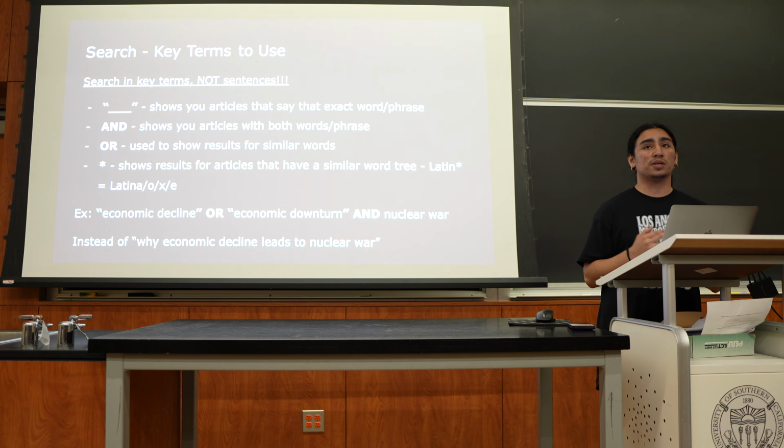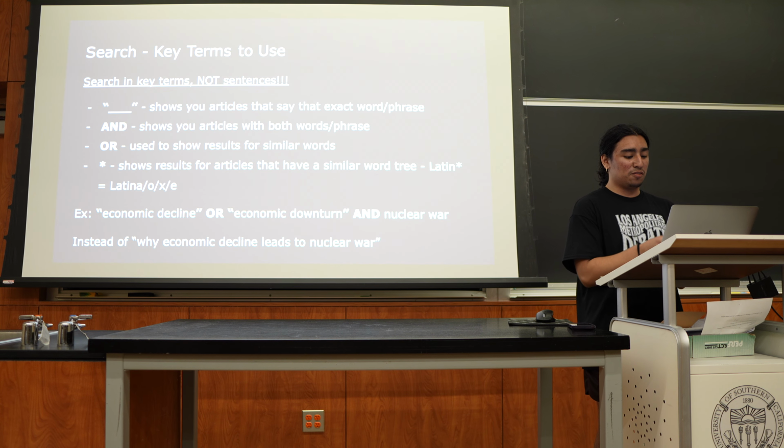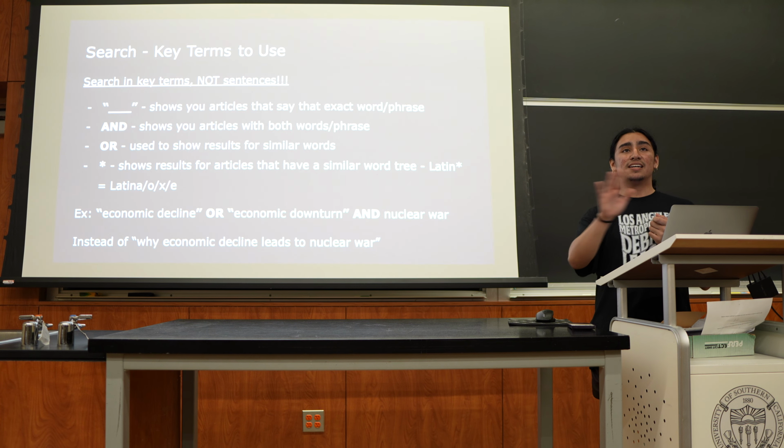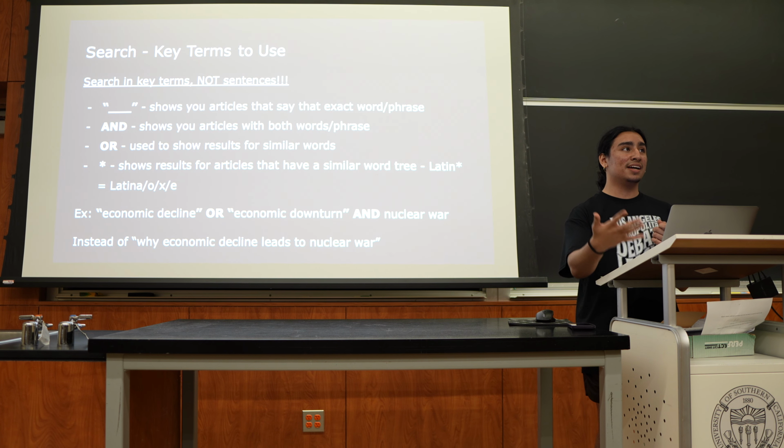The reason is that when you're using a search engine, it is searching for every single one of those words, and you're going to get a lot of articles that say nothing. Because when you search why economic decline leads to nuclear war, Google is trying to give you an article that says that exact sentence, or something close to it. Instead, what I want you to use is key terms. So I'll explain what each of these mean. If you're a bit confused after this slide, it is okay. I'm going to show y'all how I use them, and then hopefully you get it when I'm actually practicing these.